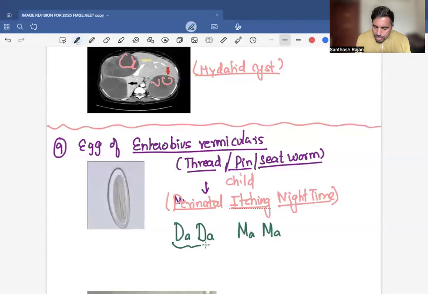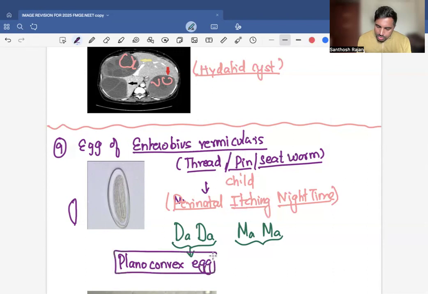Okay, why did I say this? Because this is the shape of the egg. You can see the shape is a D shape, means the egg looks more like a D shape, right? So ideally it's plano-convex. The word plano-convex only will come. Okay, plano-convex egg shape. So this is the first question.